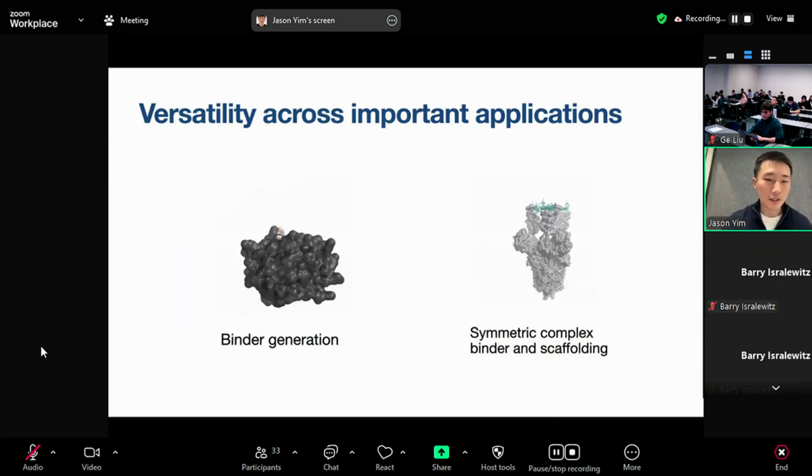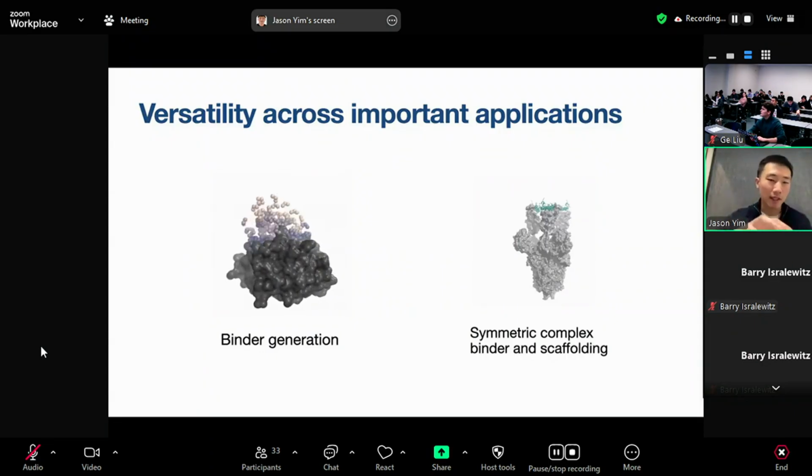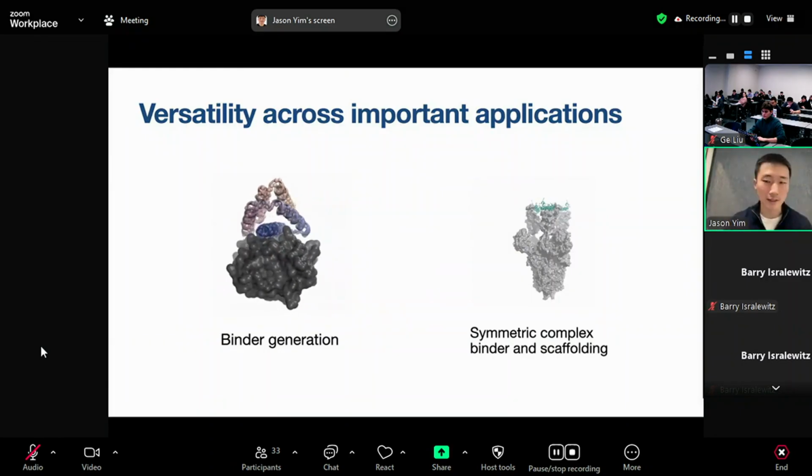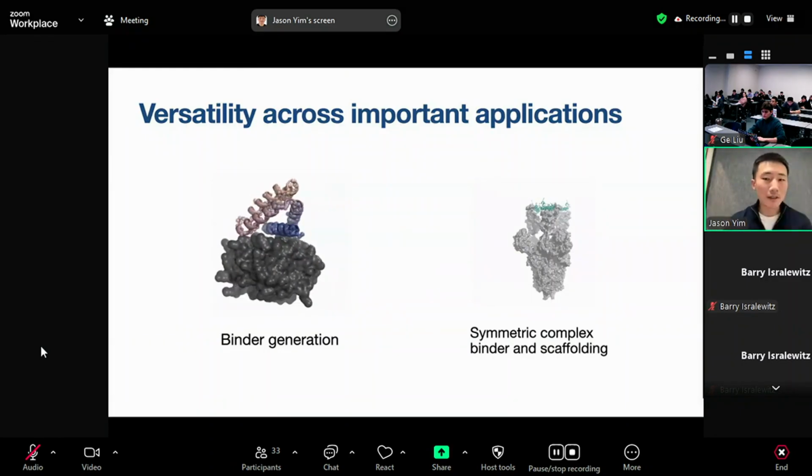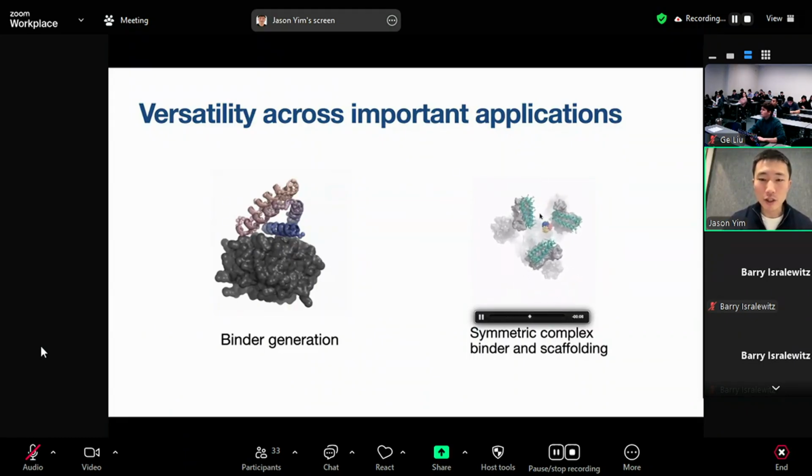So for binder generation, here's just an illustration: you give the model the target you want to bind to, and you can even specify the epitopes, and you can generate the binder that'll bind tightly at that spot. You can do binder design as a motif scaffolding way, where let's say at the top of this coronavirus these motifs will bind to it. So you want to generate the rest of the protein, but also have it be symmetric as it generates the binder.